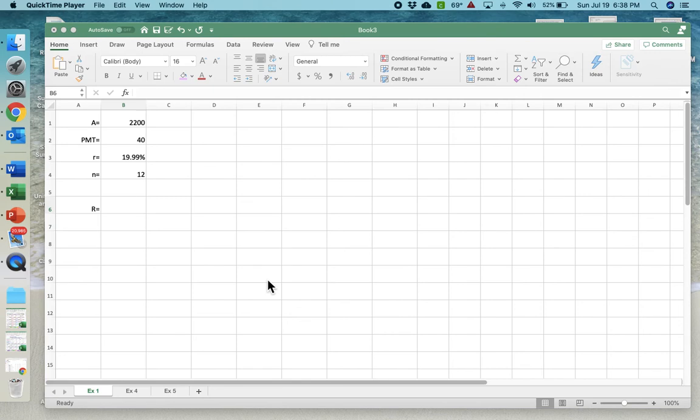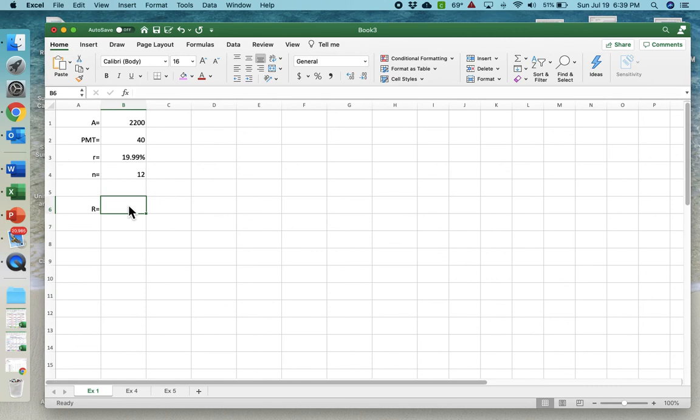Look at some of these examples. For example 1, we're trying to find the number of regular monthly payments. We've got an amount we're financing of $2,200, a regular payment of $40 for Part A anyway, a rate of 19.99%, and N is 12.